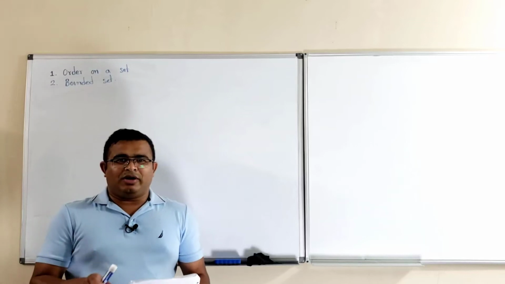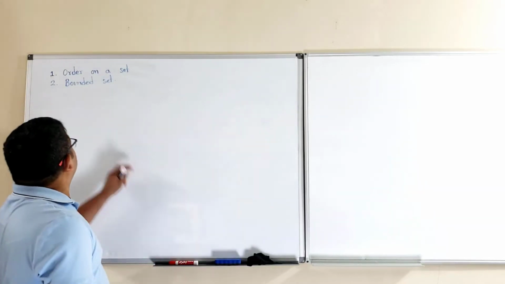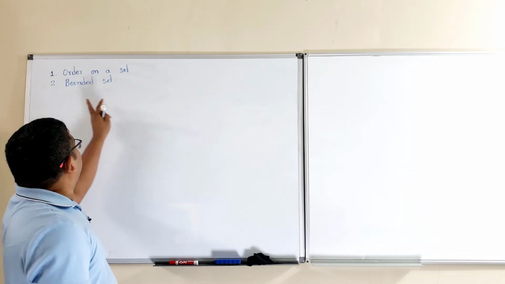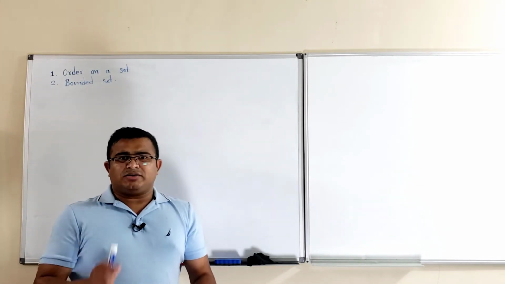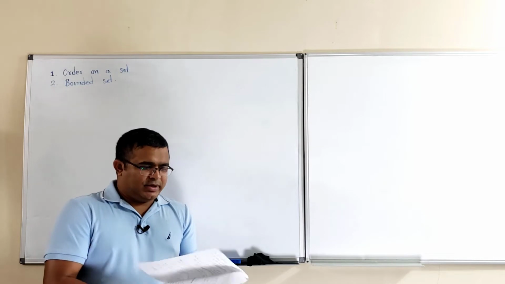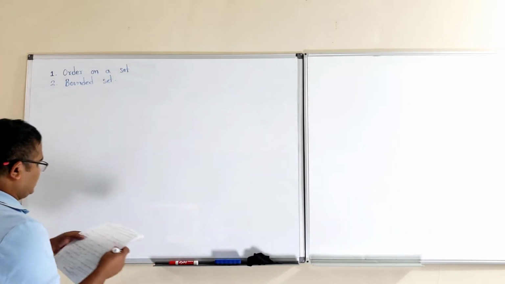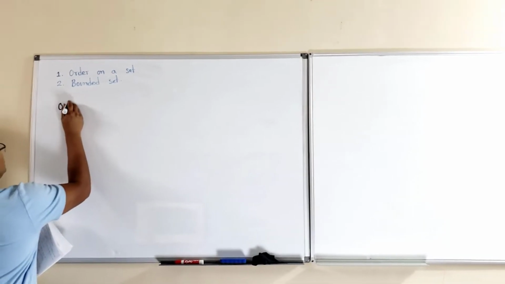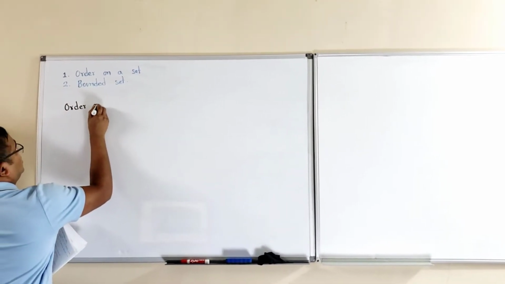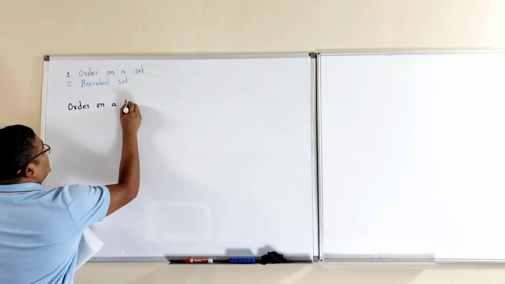In this video, we will learn two topics. First topic is order on a set and second topic is bounded set. So, what is order on a set? Let's define that one. So, order on a set.